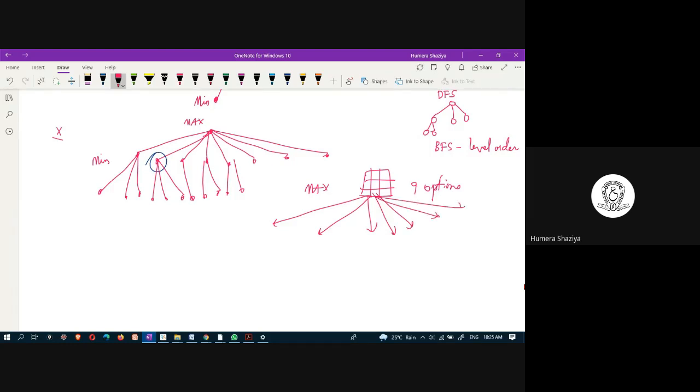There are 9 successors. But out of these 9, Max can play only one. And typically whoever begins chooses the center one. So Max has chosen to fill in the center. What would Min's choice be?